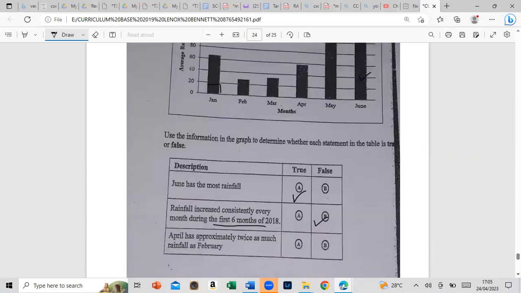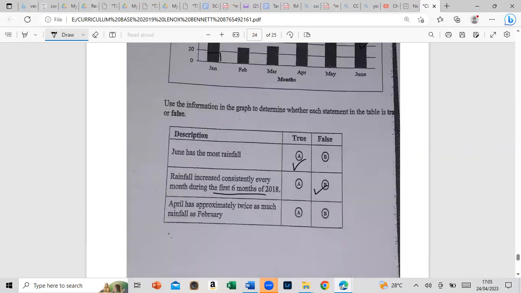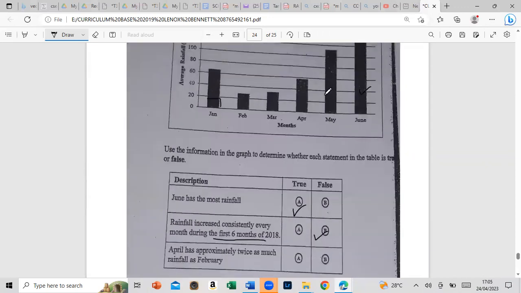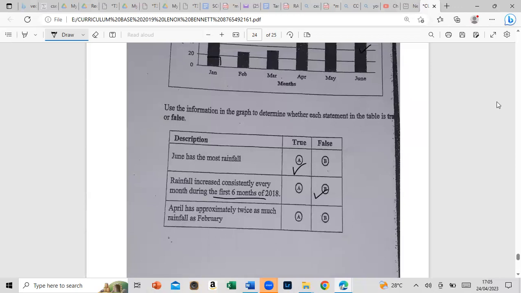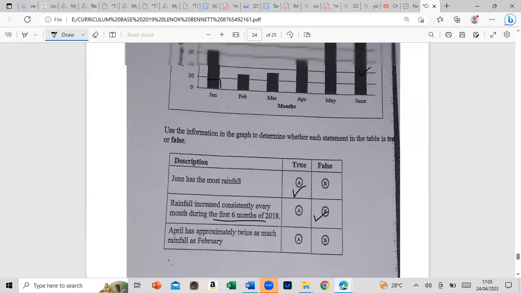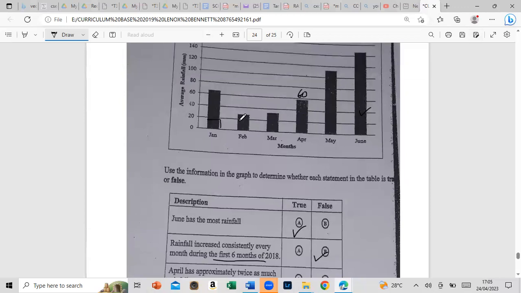It says April has approximately twice as much rainfall as February. So let us fix that. April has approximately twice as much. April, so I'm going to say April is about, look at it, 61. It's not 60. But let's see which month they're comparing it to. February. February is about 30, yeah. I was saying that. I'm going to go with true for that one.